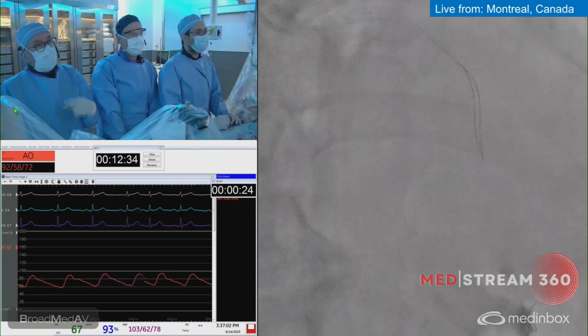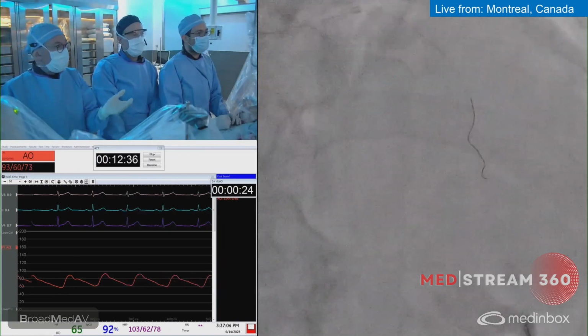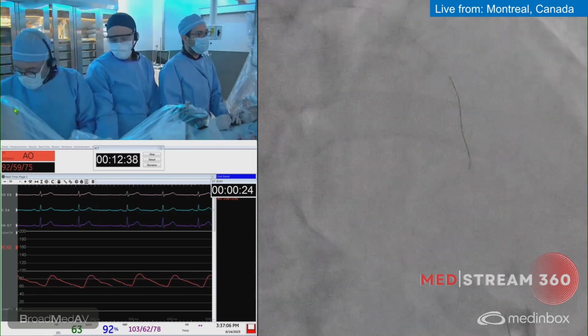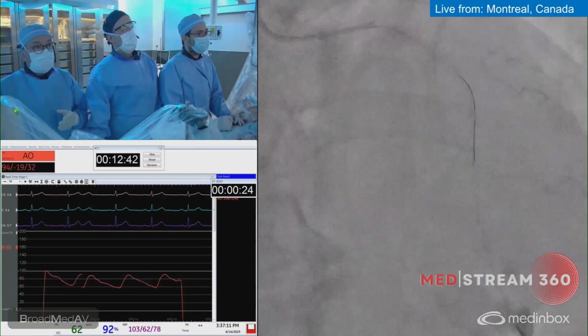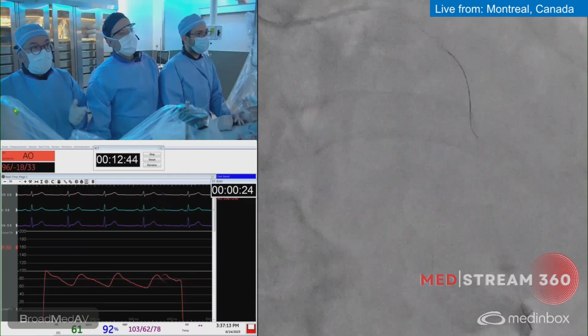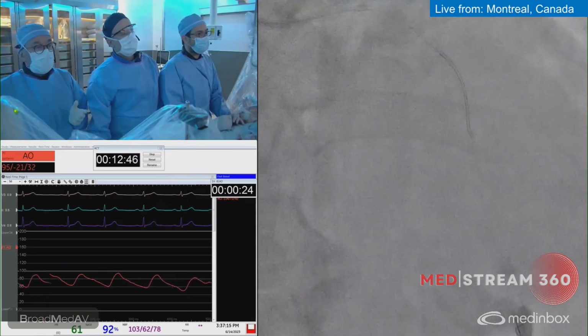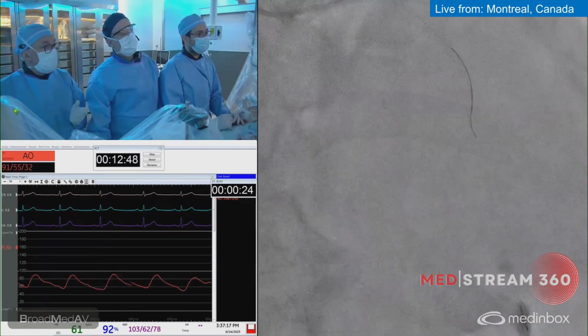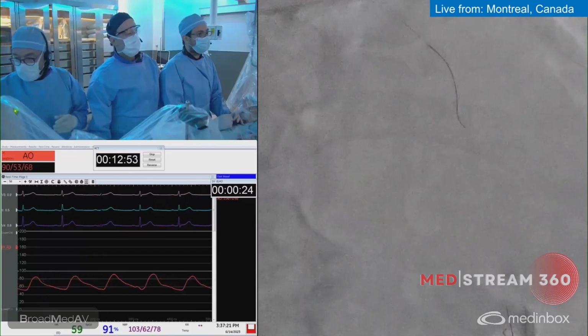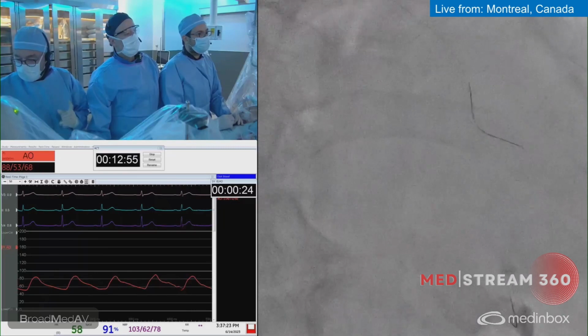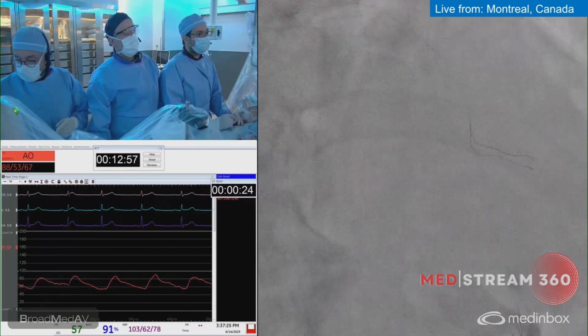Right. And if we go with a bigger balloon, well, the risk is having a dissection and occluding the diagonal. So I prefer to be safe. Like I said before, go in the diagonal, protect it. Yeah. Then probably use shockwave in that resistant lesion. And then we stent it and we see what type of stent strategy to use. Yep. But initially it was a provisional one stent in that distal lesion.